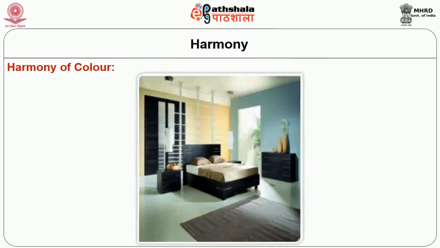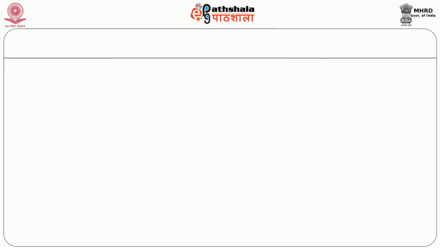Harmony of color. When colors which have something in common are in harmony, they give the impression that the colors combined really belong to each other. In general, harmonies are classified under two categories: related color harmony and contrasting color harmony.